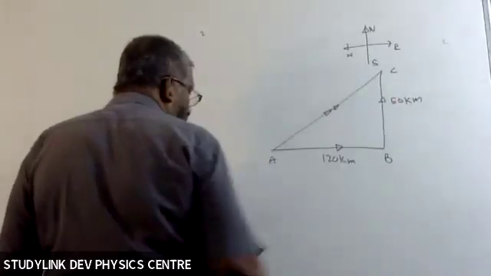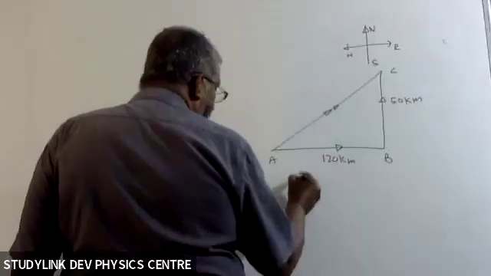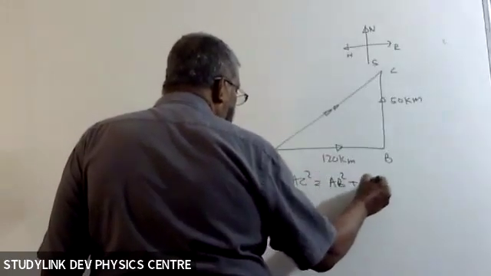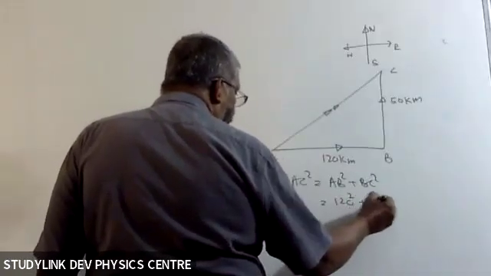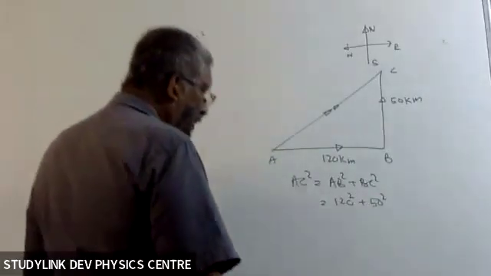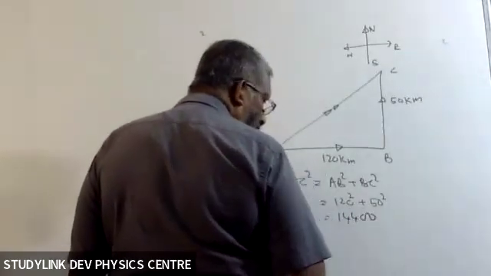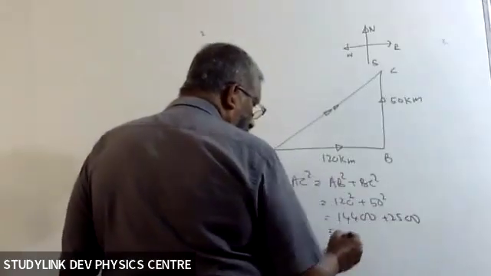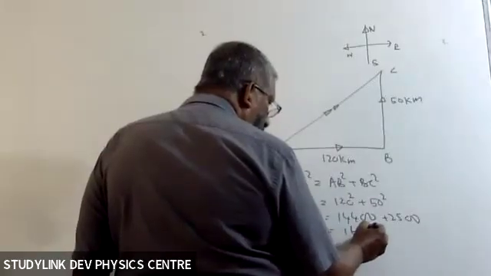Then you consider the triangle. Then using Pythagoras, AC squared is equal to AB squared plus BC squared. AC squared is 120 squared plus 50 squared. Then you are getting 14400 plus 2500. When you add these two together, you get 16900.